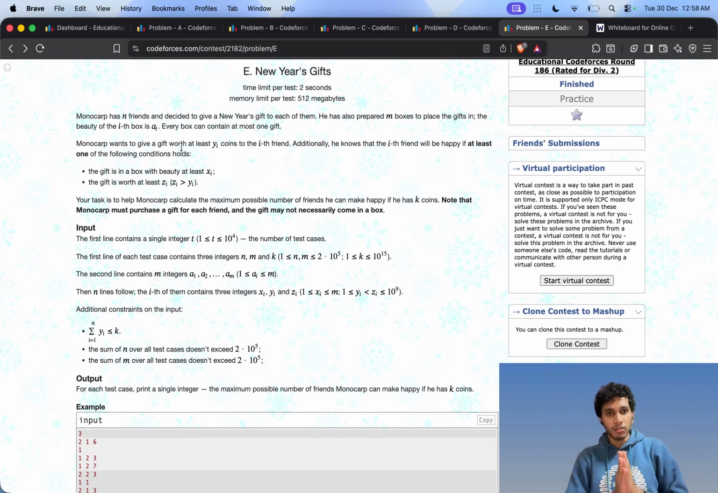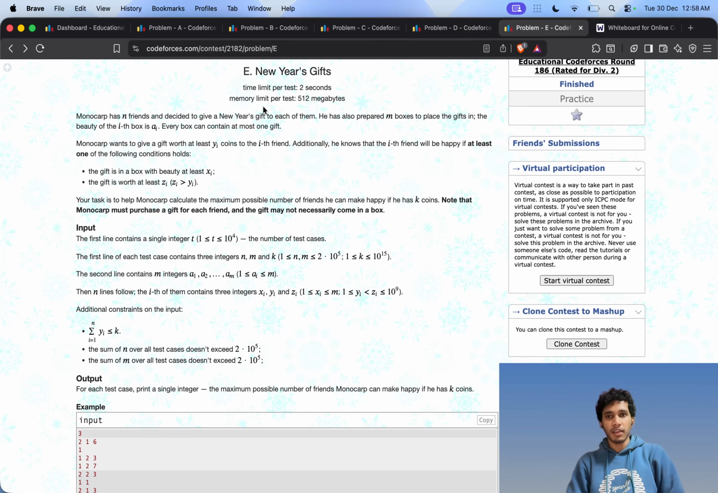The first condition is that he has yi coins at least. He will be given yi coins later on if he receives a gift worth zi, where zi is greater than yi. So he requires extra zi minus yi coins to be happy, or he requires a gift with beauty at least xi. Your task is to help Monocarp calculate the maximum possible number of friends he can make happy if he has k coins. Alright, so this is it for the problem statement.